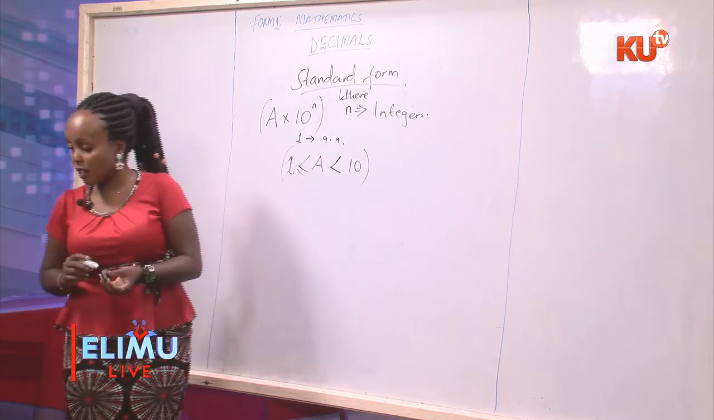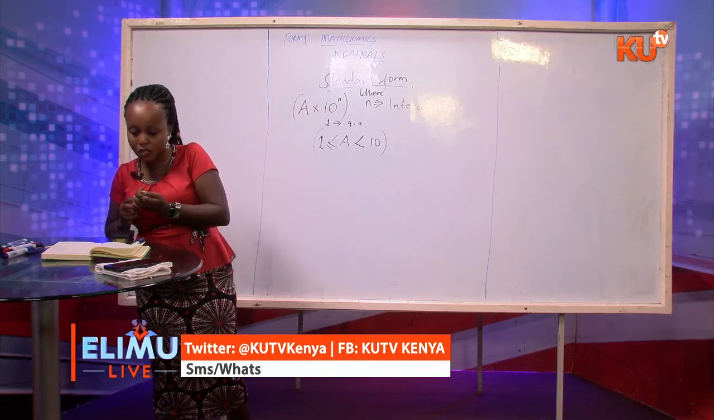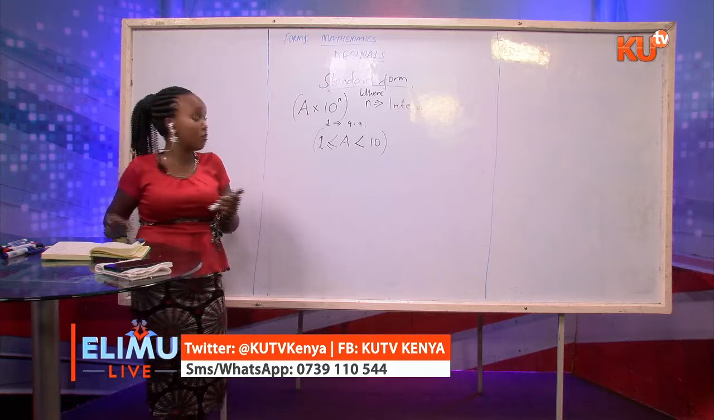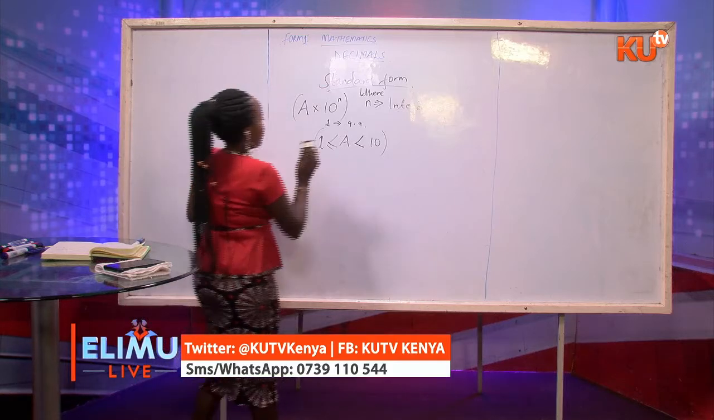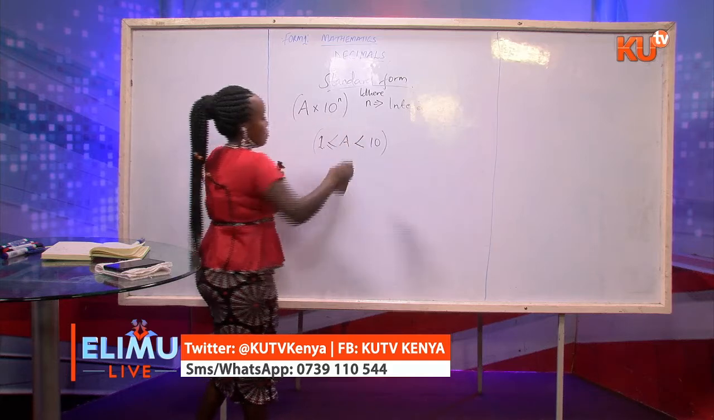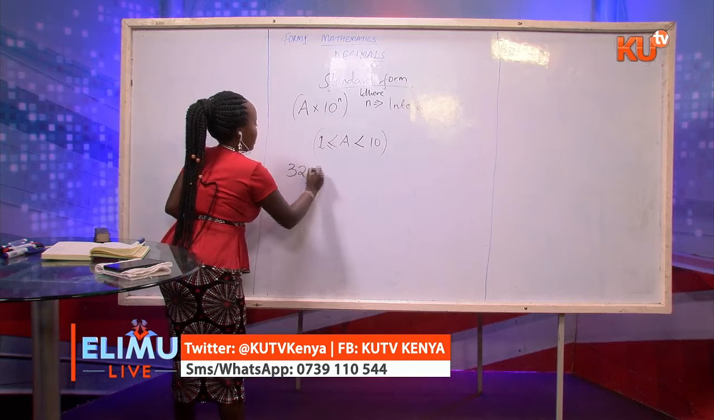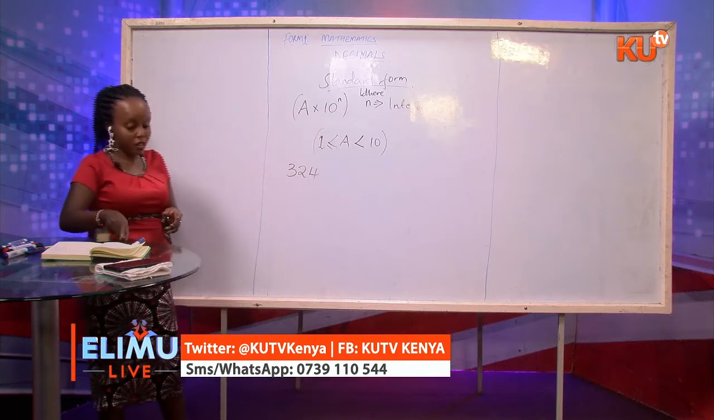So let us look at how we express the following numbers into standard form. So you are given a number like 324. Express that number into standard form.